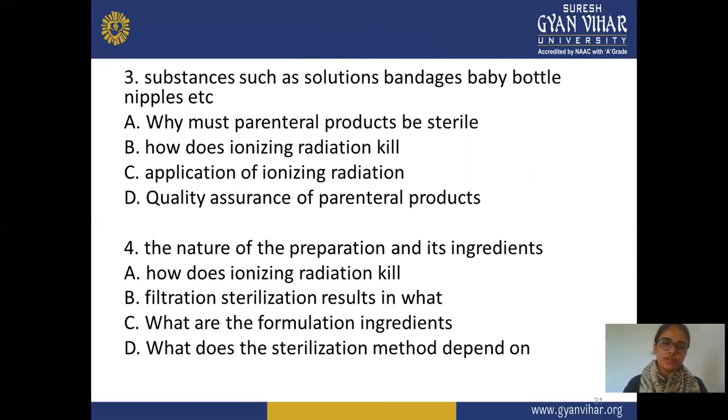Next, the fourth question: the nature of preparation and its ingredients. A option is how does ionizing radiation kill? B is filtration and sterilization result in what? C is what are the formulation ingredients, and D is what does the sterilization method depend on. So in this, you can know about the nature of each and every ingredient or excipient as well as the API, and according to this question on excipients, you can select any one correct answer out of the ABCD options.